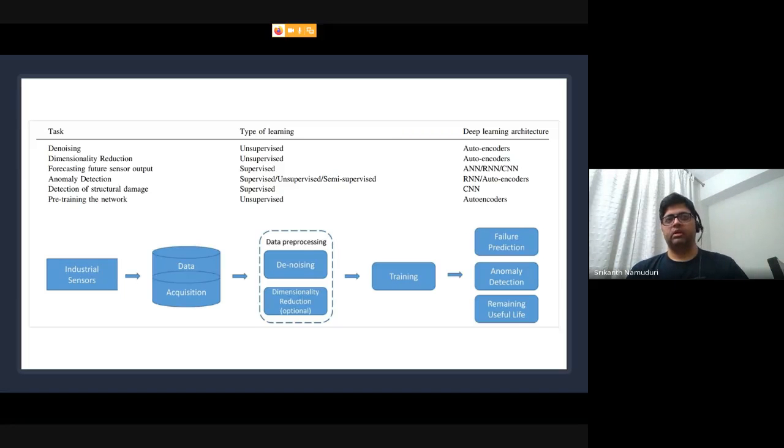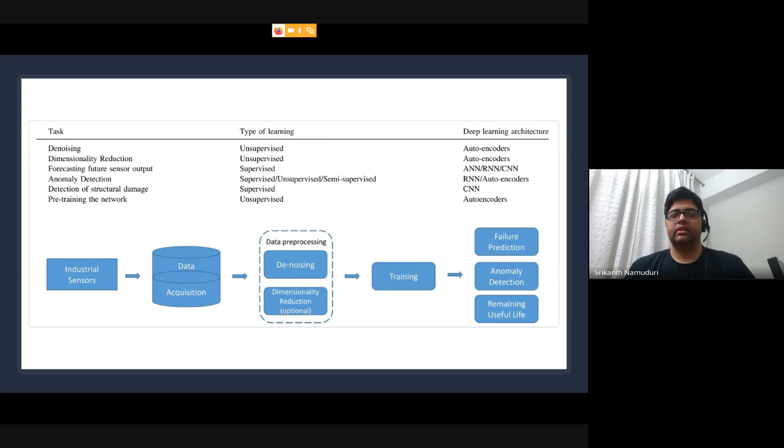And of course, the way you train your network and the way you optimize it, the parameters you use, the number of layers or the learning rate you use depends upon the application that you intend. And in the top half of the slide, you can see various tasks and what type of deep learning architecture is suitable.